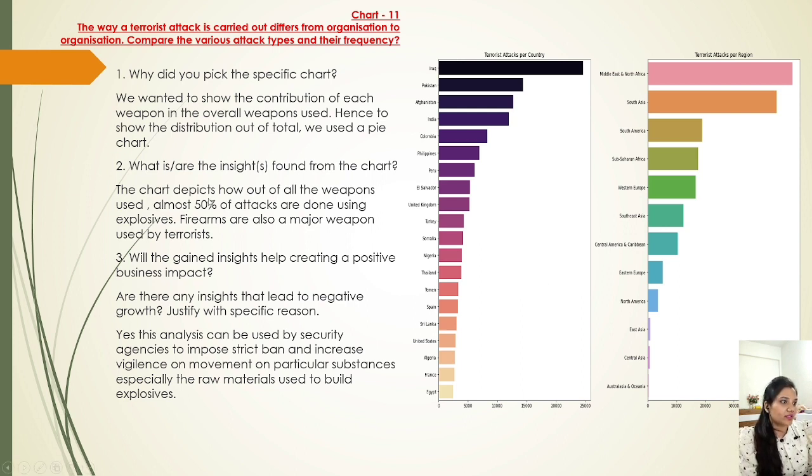The chart shows that out of all the weapons used, almost 50% of attacks are done using explosives. Firearms are also a major weapon used by terrorists.